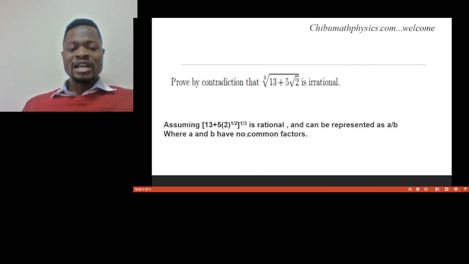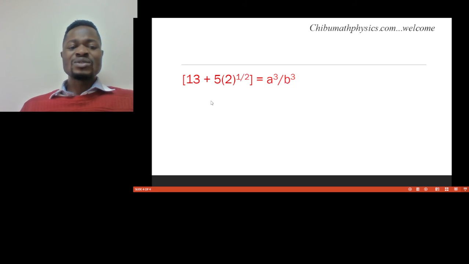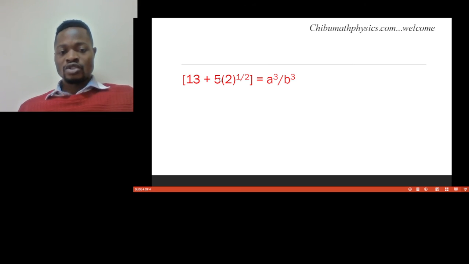So for us to assume that this expression is rational, it has to be in the form of a divided by b, where a and b have no common factors. What do we mean by that? It means that we can cube both sides. We had the cube root of this, so we assume that (13 plus 5 times 2 raised to a half) is equal to a cubed divided by b cubed, because we had the cube root of this. So we have to cube both sides.